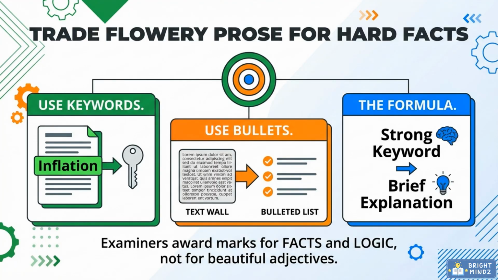In most exams, marks come from clear facts, not fancy language. So, whenever you answer, lead with strong keywords that examiners are trained to spot. Think keyword first, explanation second. For example, instead of telling a long story, write inflation, sustained increase in the general price level over time. For longer answers, break ideas into short, bullet style points. Each point should have one keyword, one clear fact, and one quick link back to the question.